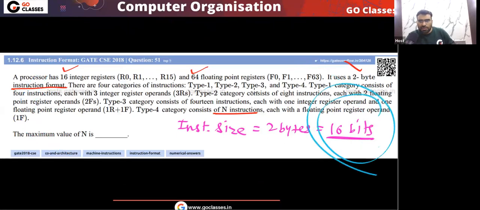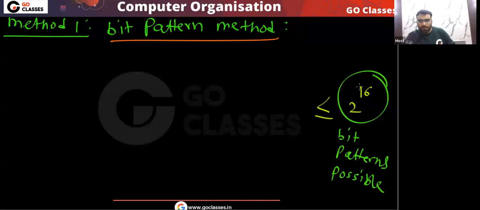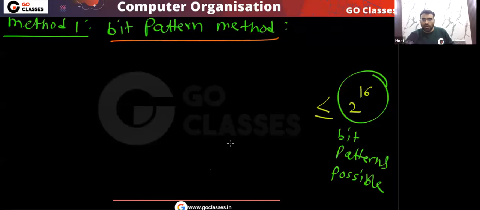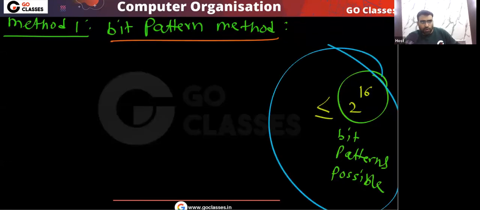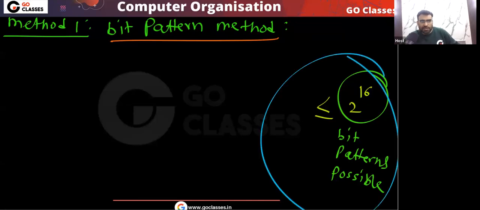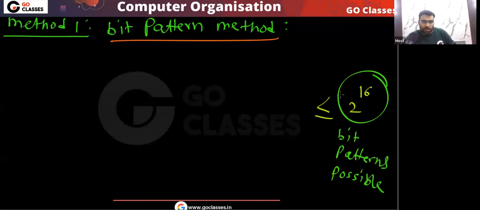Now, using 16 bits, how many bit patterns can you create? You can create 2 power 16 bit patterns. Now, from these bit patterns, some will be used by type 1 instructions, some by type 2 instructions, some by type 3 instructions, and some by type 4 instructions.